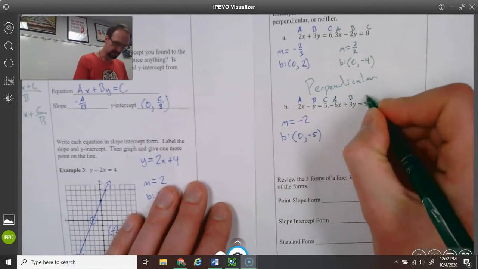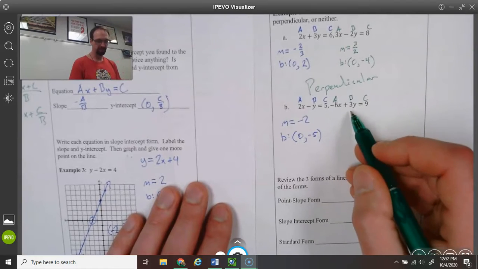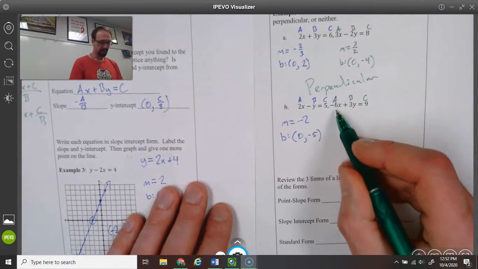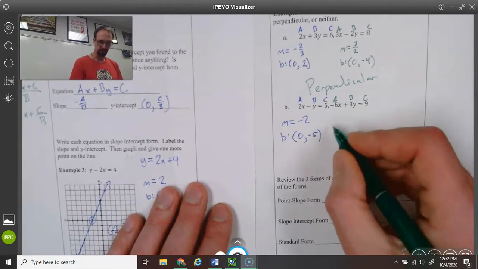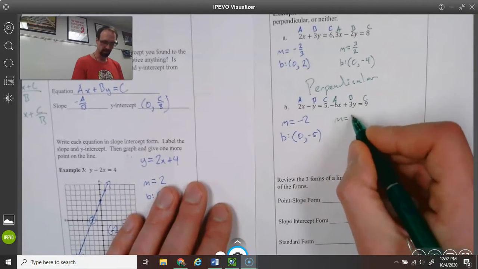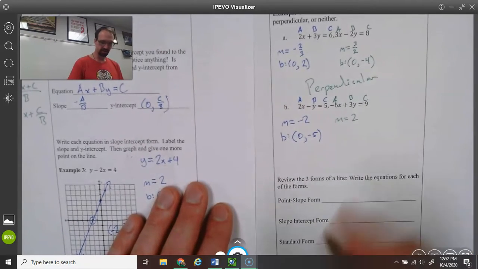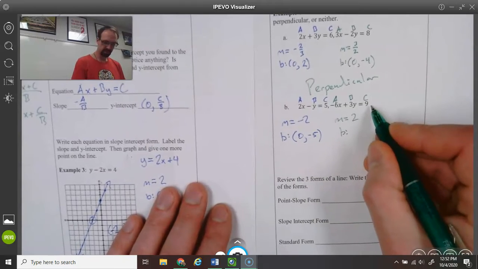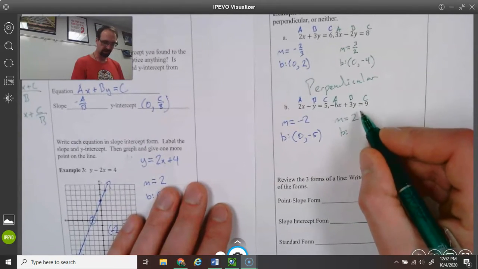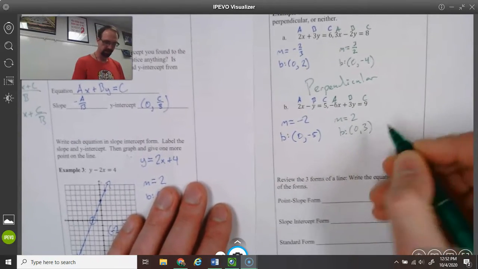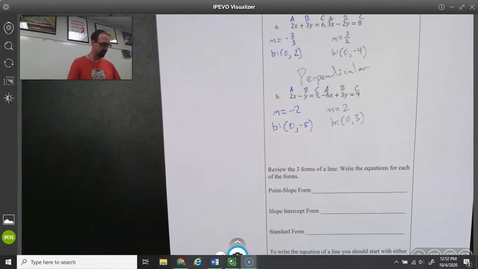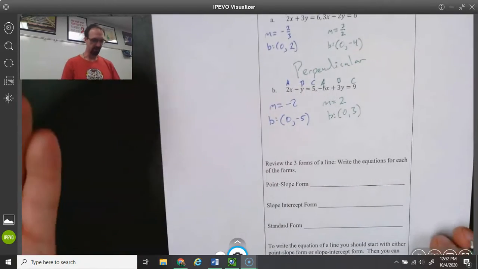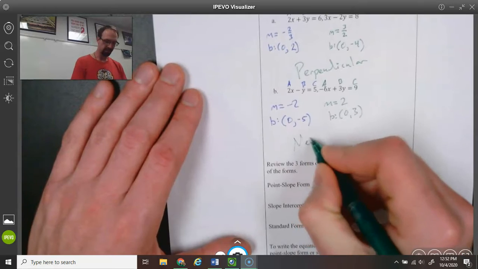a, b, c. So your slope is opposite a over b, so 6 over 3, so that's going to be m equals 2. And then your y-intercept is going to be 9/3, so 3. All right, so these have different slopes. They're very close to being the same. They have different slopes. So because they don't have the same slopes, these are neither.